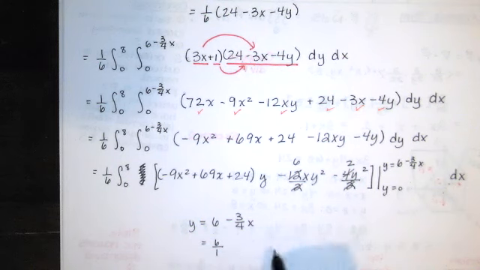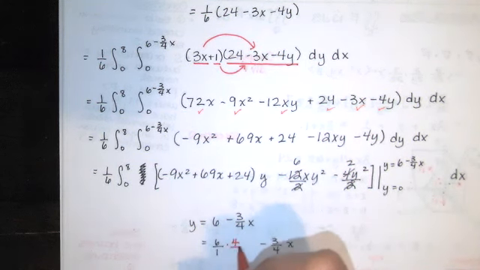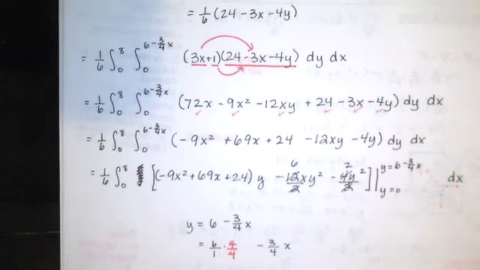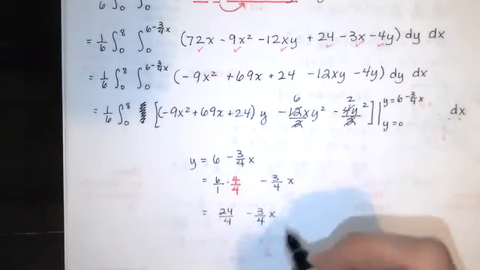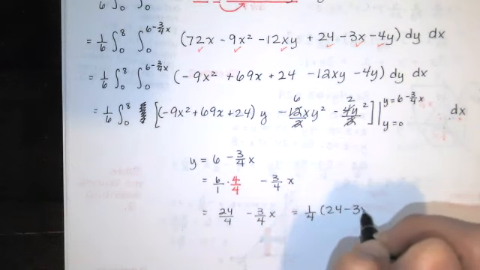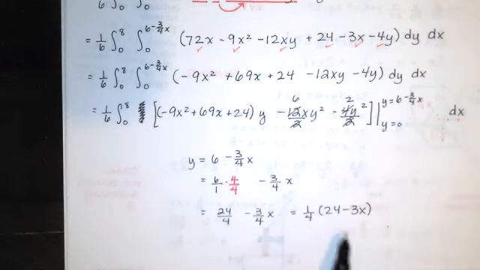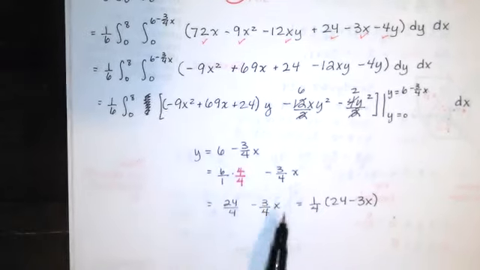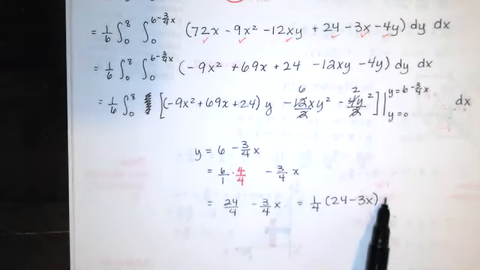I'll write that 6 as 24 over 4. That way we have a common denominator here. And then we can factor out that 1/4. So we've got 1/4 times 24 minus 3x. So that's what I'm going to replace y with when I substitute. Rather than using this, I'm going to use this.